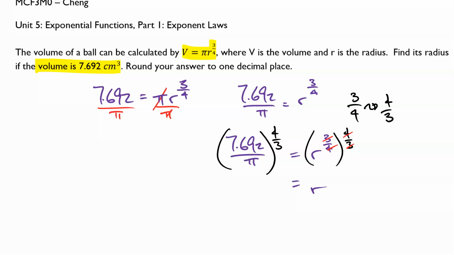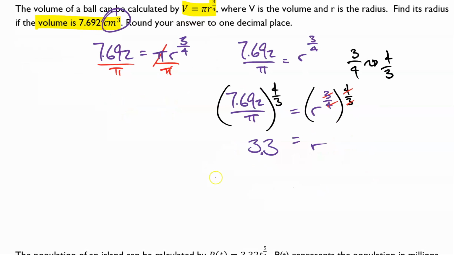Okay, did you get the answer? Which is 3.3. There we go, 3.3. 3.3 what? We're talking about a radius. This is the units there, centimeters. So therefore, the radius is 3.3 centimeters.